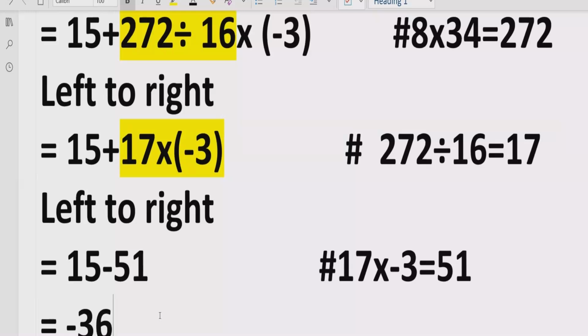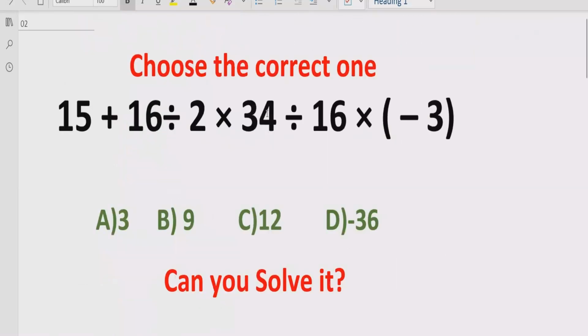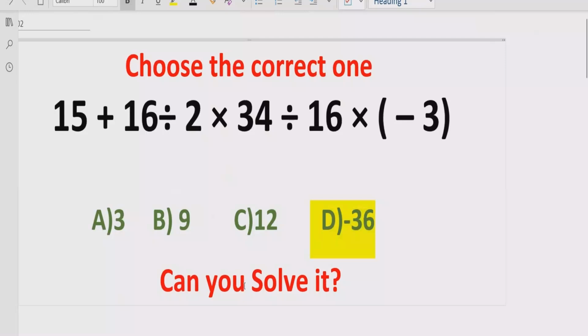Why minus? Because we have the minus sign with the larger number, which is 51. So that's why we will write the minus. So the answer of the given expression is minus 36. If you see the answer list, answer D is the correct answer of this expression. I hope you understand how you can solve the given expression in the PEMDAS and BODMAS method and find out the correct answer.